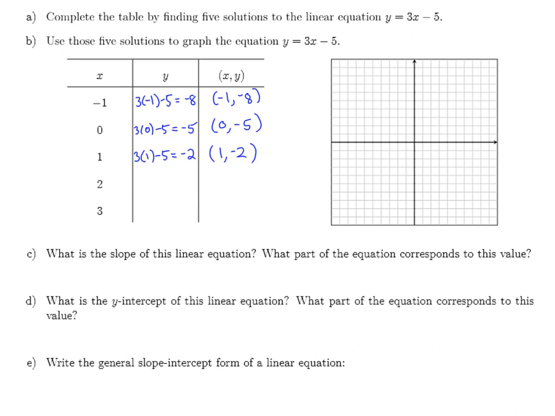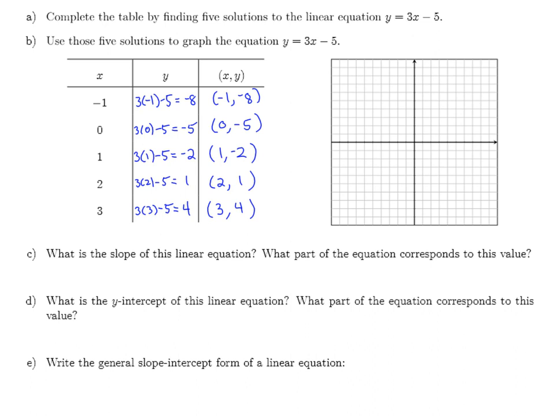Continuing, we'll evaluate this when x equals 2, so we'll have 3 times 2 minus 5, which is 6 minus 5, or +1. So we'll have the point 2, 1. And lastly, we'll evaluate this when x equals 3, so we'll have 3 times 3 minus 5, which is going to give us 9 minus 5, or 4. So we'll have the point 3, 4. Now we'll go over to my graph, and I'll plot each of these points, and then I'll connect them with a straight line in order to represent the graph of all solutions to that equation.